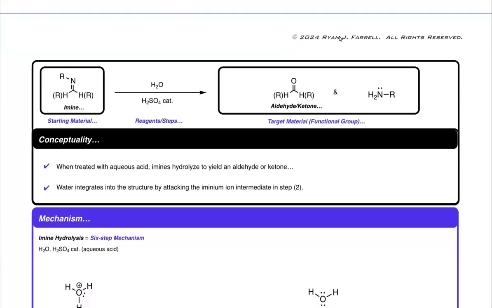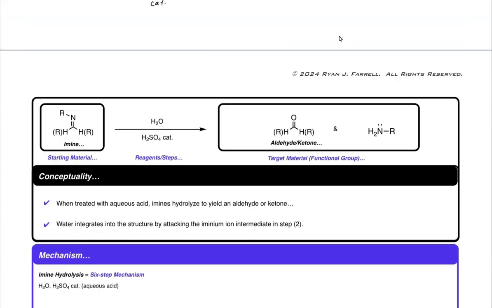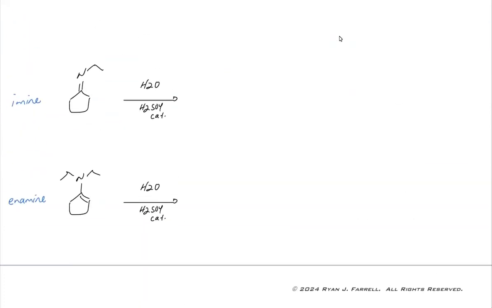In this video, we are going to discuss the mechanisms for imine and enamine hydrolysis. So let's imagine you have an imine or you have an enamine. When you react with water and acid, we're going to imagine reforming a carbonyl at the carbon where the nitrogen of your imine is bonded or the nitrogen of your enamine is bonded. So in each of these examples, we're going to form the same carbonyl.